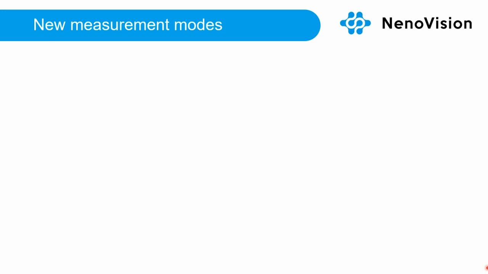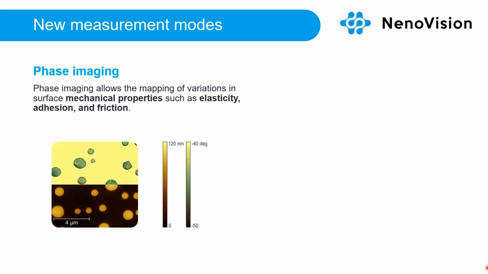As I mentioned, we implemented 2 new measurement modes. One of them is phase imaging, well known in the AFM community. It's a method which enables you to measure mechanical properties such as elasticity, adhesion, or friction.